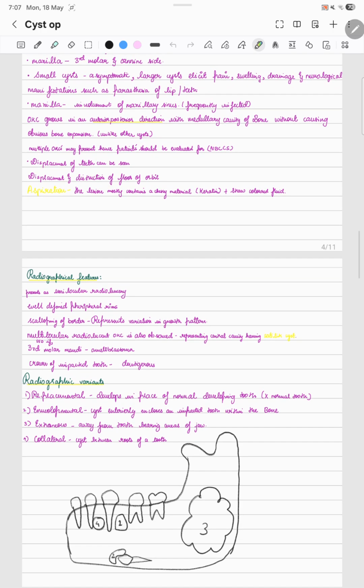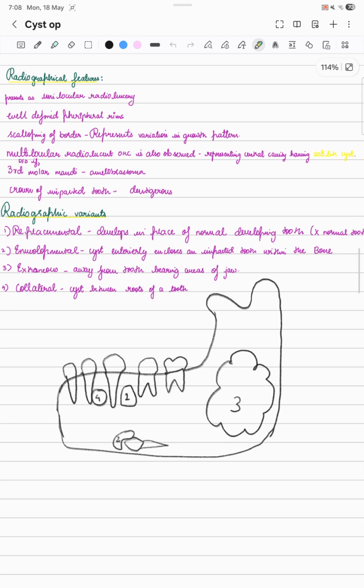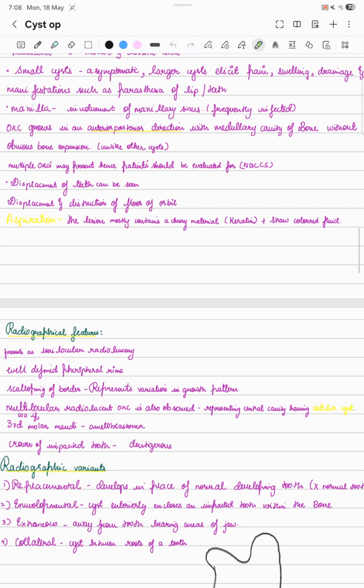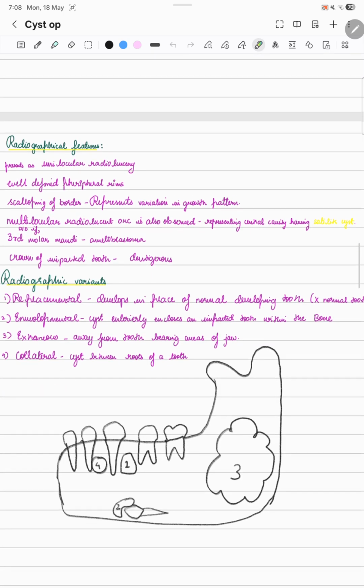Now multiple OKCs may be present because they recur. If the pathogenesis is NBCCS, then there is not always one cyst; there are many cysts forming because of this syndrome. Displacement of teeth can also be seen, and displacement and destruction of the floor of the orbit. When you do a fine needle aspiration, the lesion contains a cheesy material, which is keratin, and straw colored fluid.